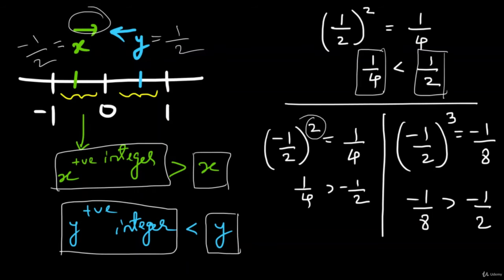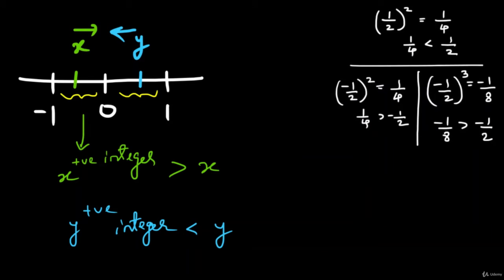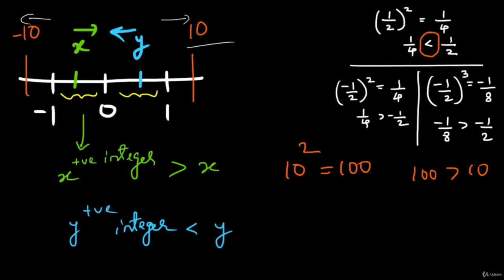All right, now let me keep this aside and make some space over here. Now, what about numbers which are greater than 1 and less than minus 1? Let's take two numbers, 10 and minus 10. And let's see whether this property holds true. If I take 10 and square it, 10 square is equal to 100, right? But 100 is greater than 10, which is not the case over here, right? 1 by 4 was less than 1 by 2, right? So this property over here is not true for numbers greater than 1, right?